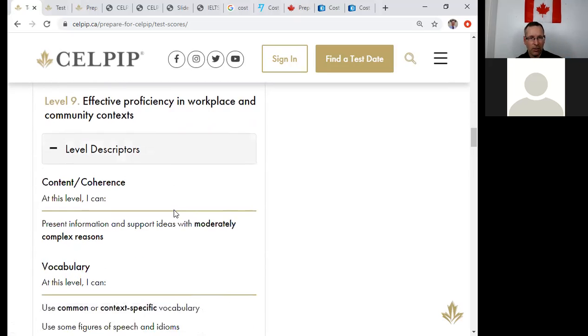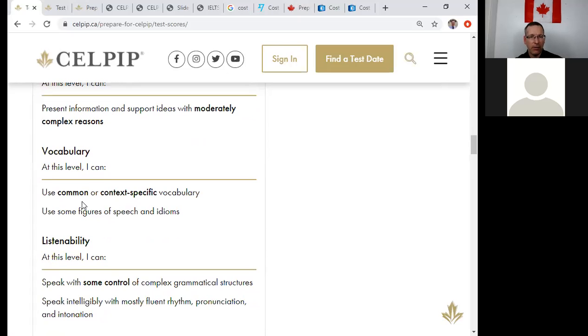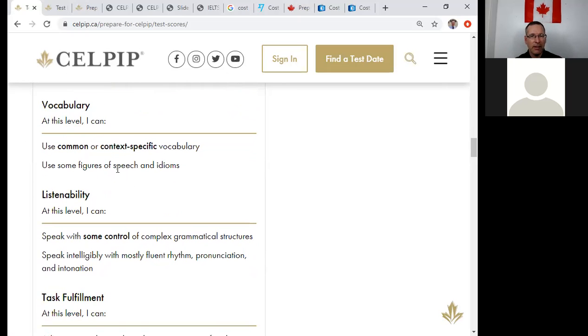And so at this level, you're presenting information, supporting ideas with complex reasons. You're using common or context-specific vocabulary. So if you're in a restaurant, you're using words and phrases that would be used in that environment. If you're in an office talking to a manager, you're using vocabulary and information in that environment. There's some idioms.